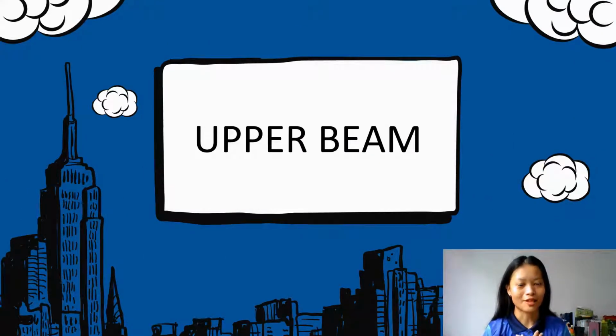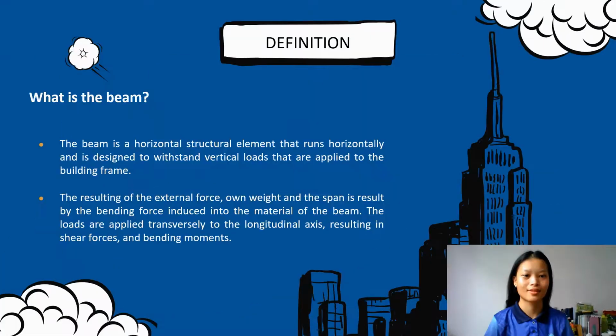My name is Emma Consin, and today I will share with you about upper beam. What is a beam? A beam is a structural element that runs horizontally and is designed to withstand vertical loads applied to the building frame. The resulting external force from weight and span is resolved by the bending force induced in the material of the beam. The loads are applied transversely to the longitudinal axis, resulting in shear force and bending moment.